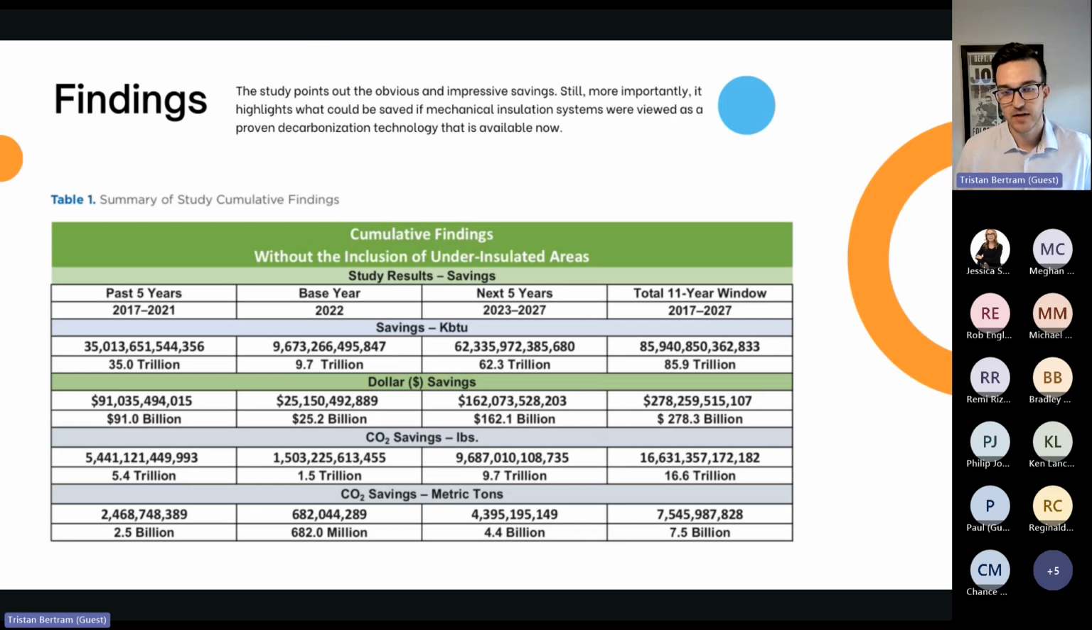So utilizing manufacturing data from Johns Manville, Knauf Insulation, Owens Corning, and Rockwell Technical Insulation, the following data illustrates the cumulative results, assuming that 90% of the insulation produced by these four manufacturers was correctly installed. Again, the findings don't include the potential partial benefit from the under-insulated areas, which amounts to an estimated 10% of the production total.